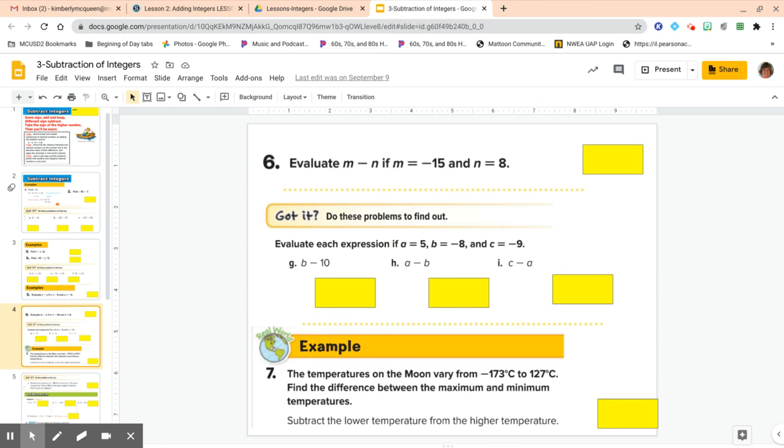Okay, so number 6 is the exact same kind of problem there. You will put in that value that you are looking for. If we're looking at these got it problems, you have a b here. B in this case is a negative 8. So you're going to look at negative 8 minus 10. Every number has one sign in front of it. Same signs add and keep. You're going to add the numbers, keep the sign. All right, so those are self-explanatory there.